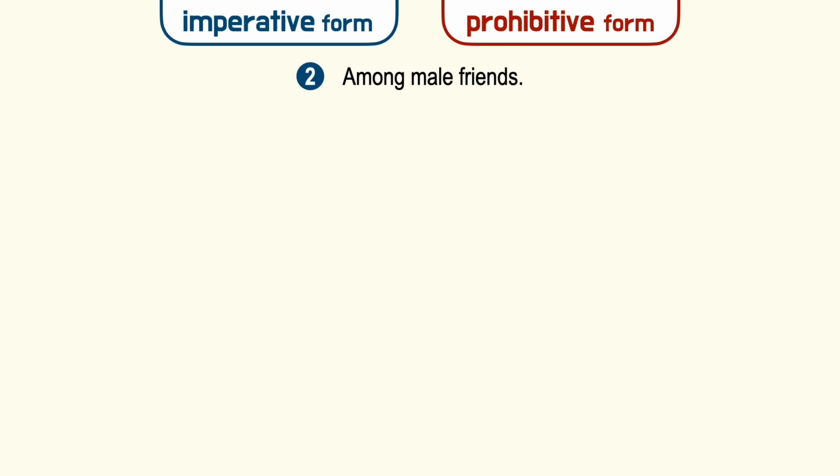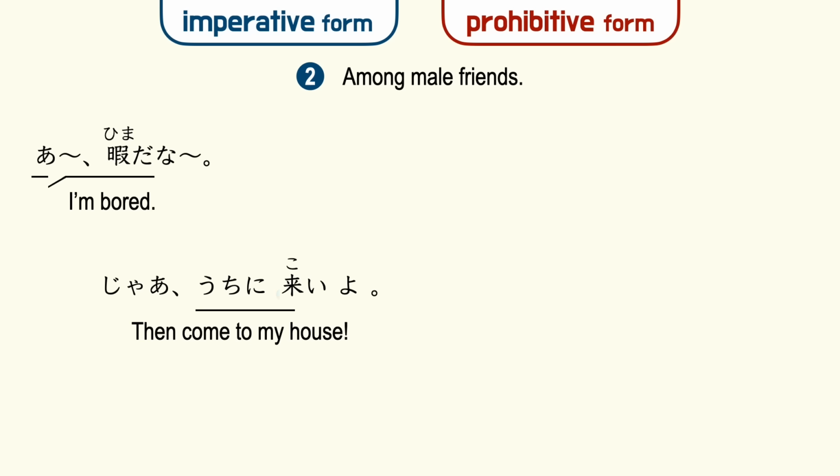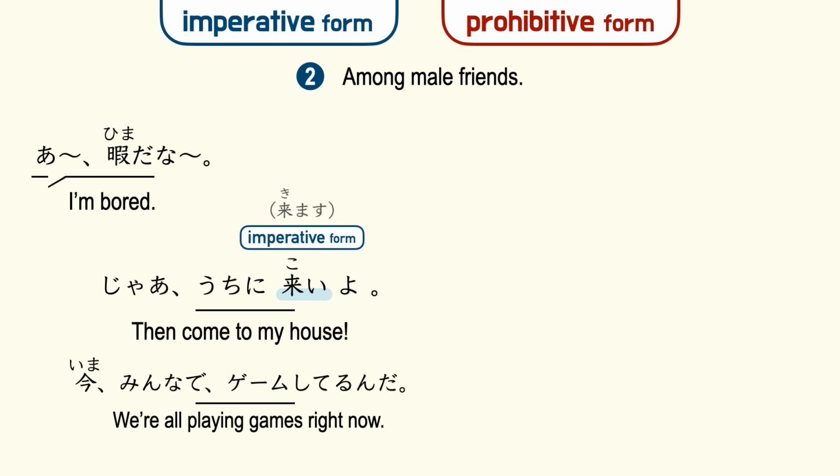Number 2, among male friends. I personally don't really use these forms with my friends, but I do hear people use them among really close friends every now and then. Like if someone says, 暇だな, I'm so bored. Then it's acceptable to say something like, じゃあうち来いよ。今みんなでゲームしてるんだ. Then come over, man. We're all playing games right now.